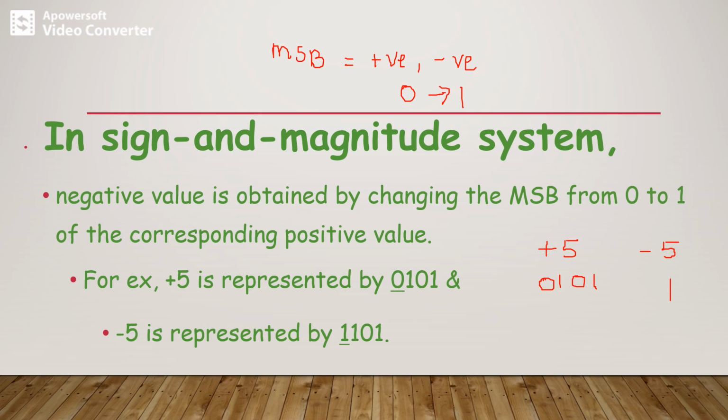First I'll write the magnitude as it is, that is 101. Since it is negative, the MSB, which is 0 here, I can consider as 1 instead. So now the number becomes minus 5. So plus 5 means 0, 1, 0, 1. Minus 5 means 1, 1, 0, 1. In the case of sign and magnitude, a negative value is obtained by changing the MSB from 0 to 1 of the corresponding positive value.